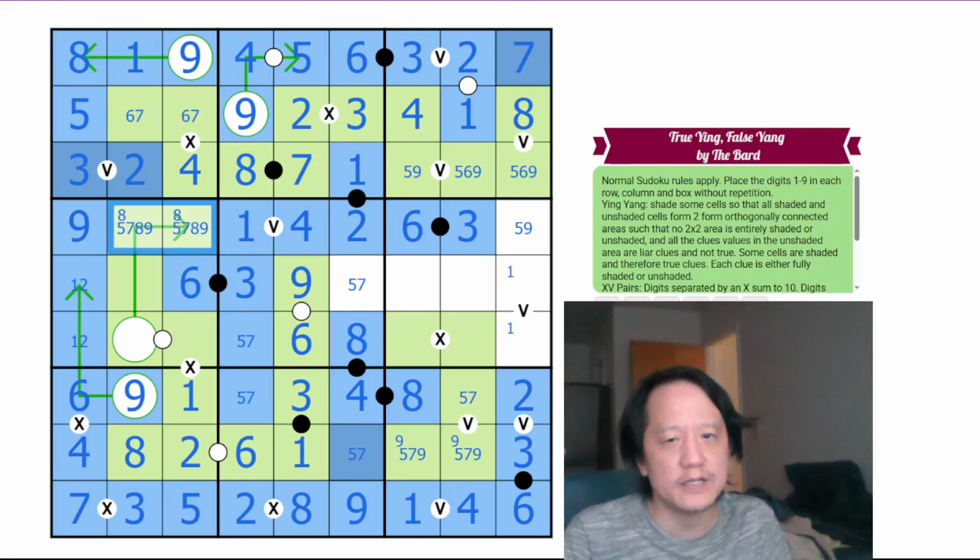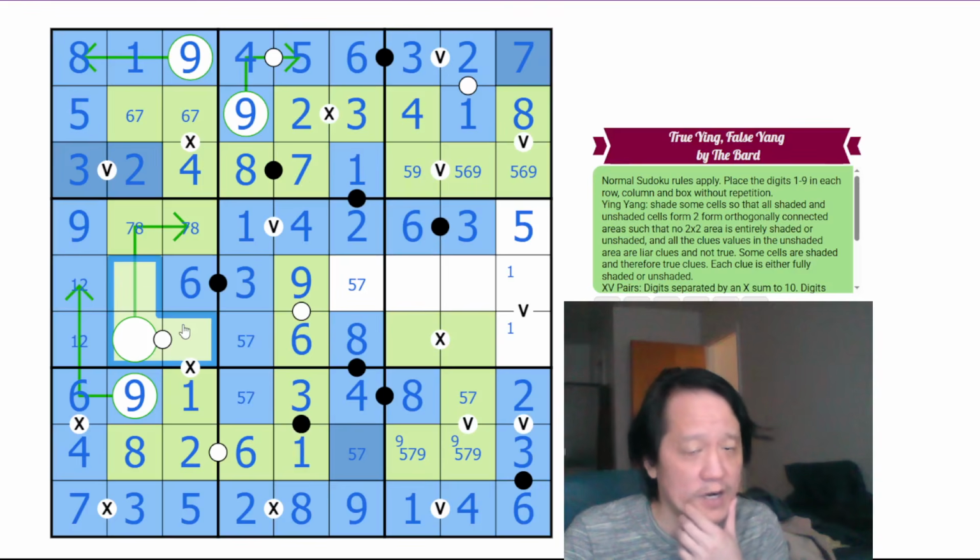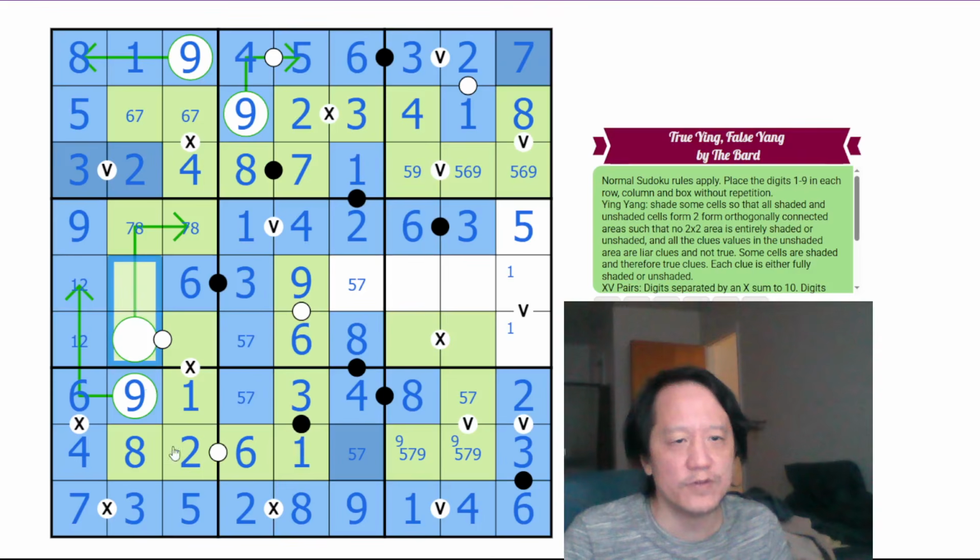9 eliminates 9 in the rest of the row, so no 9 here, it's 5. No 5 or 9 here, it's 7 or 8. Remaining digits in this box are 3, 4, and 5. 3 cannot be either of these because of 3 in the column, so this must be 3 here. That leaves this as a 4, 5 pair. 8 eliminates 8 there, so it's 7 and 8. 7 eliminates 7 there, so it's 6 and 7.